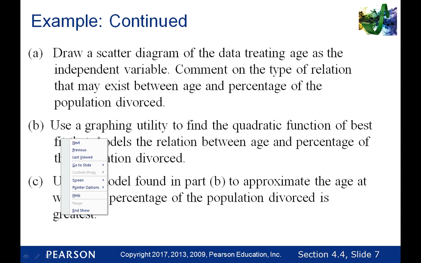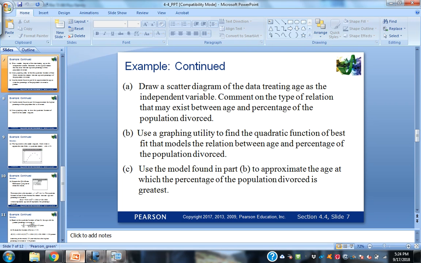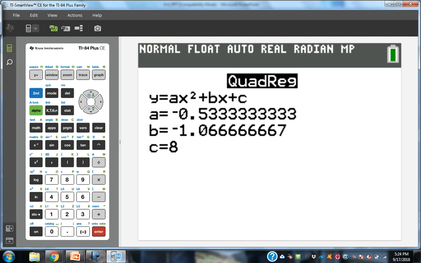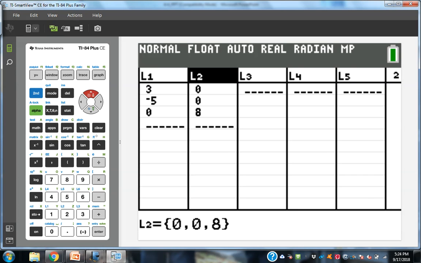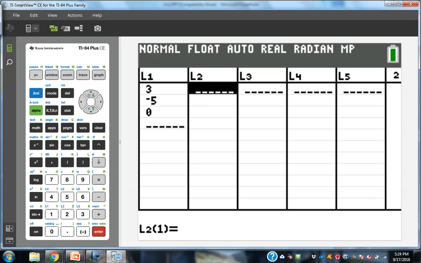So let me go to my graphing calculator here. I'm going to go to stat, and I'm actually going to put these numbers in because we have time. Just a few more minutes here. There's not much left after this.